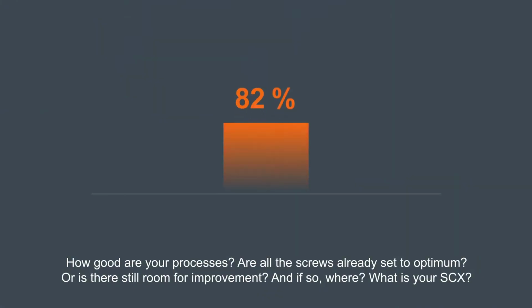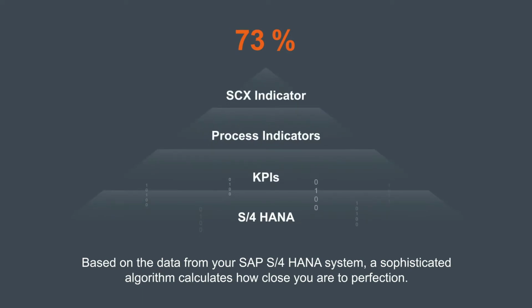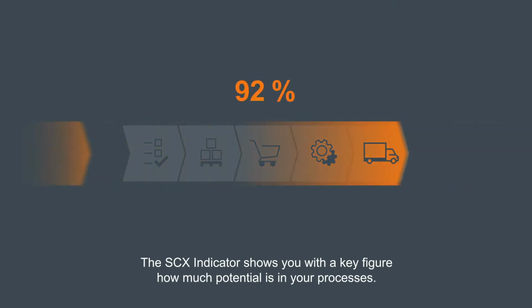How good are your processes? Are all the screws already set to optimum, or is there still room for improvement? And if so, where? What is your SCX? Based on the data from your SAP S/4HANA system, a sophisticated algorithm calculates how close you are to perfection. The SCX indicator shows you with a key figure how much potential is in your processes.